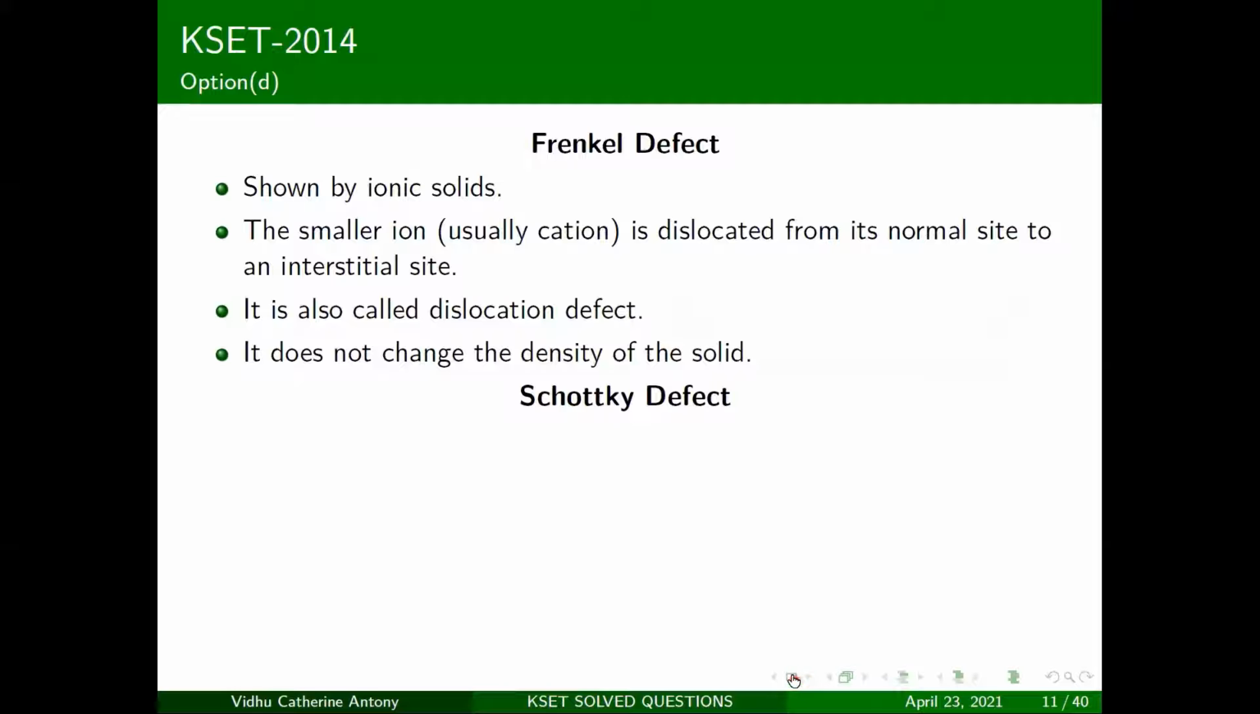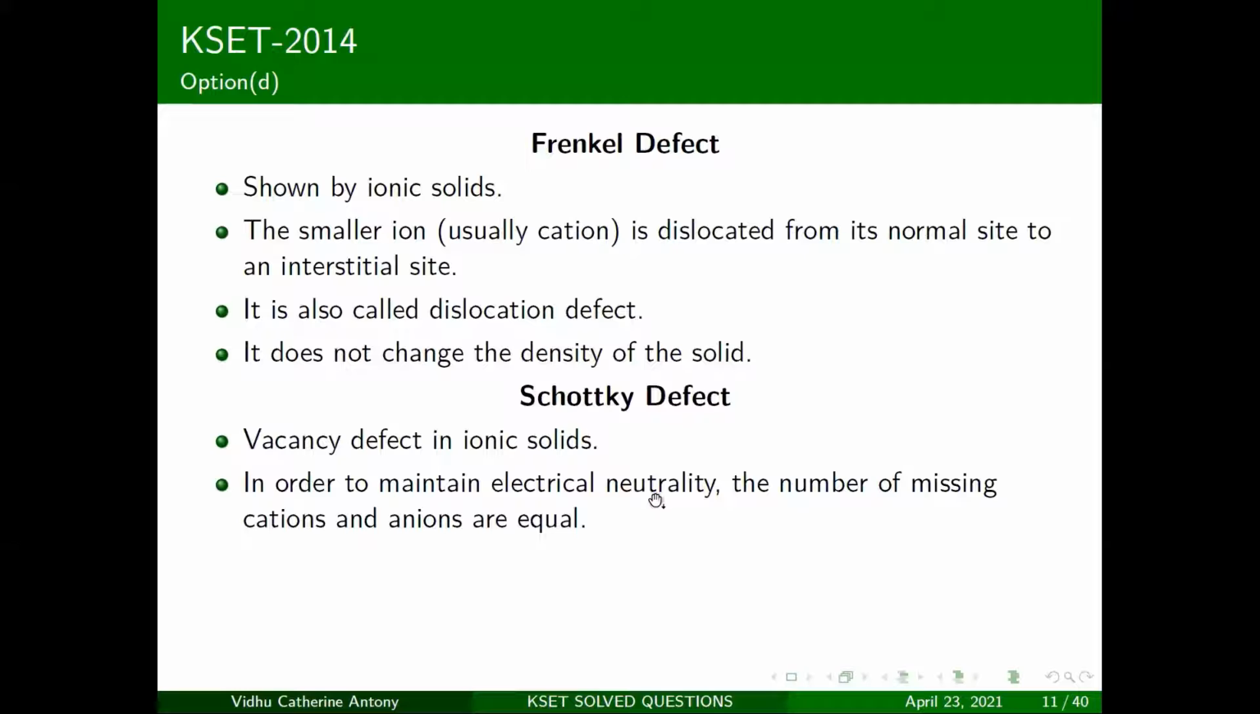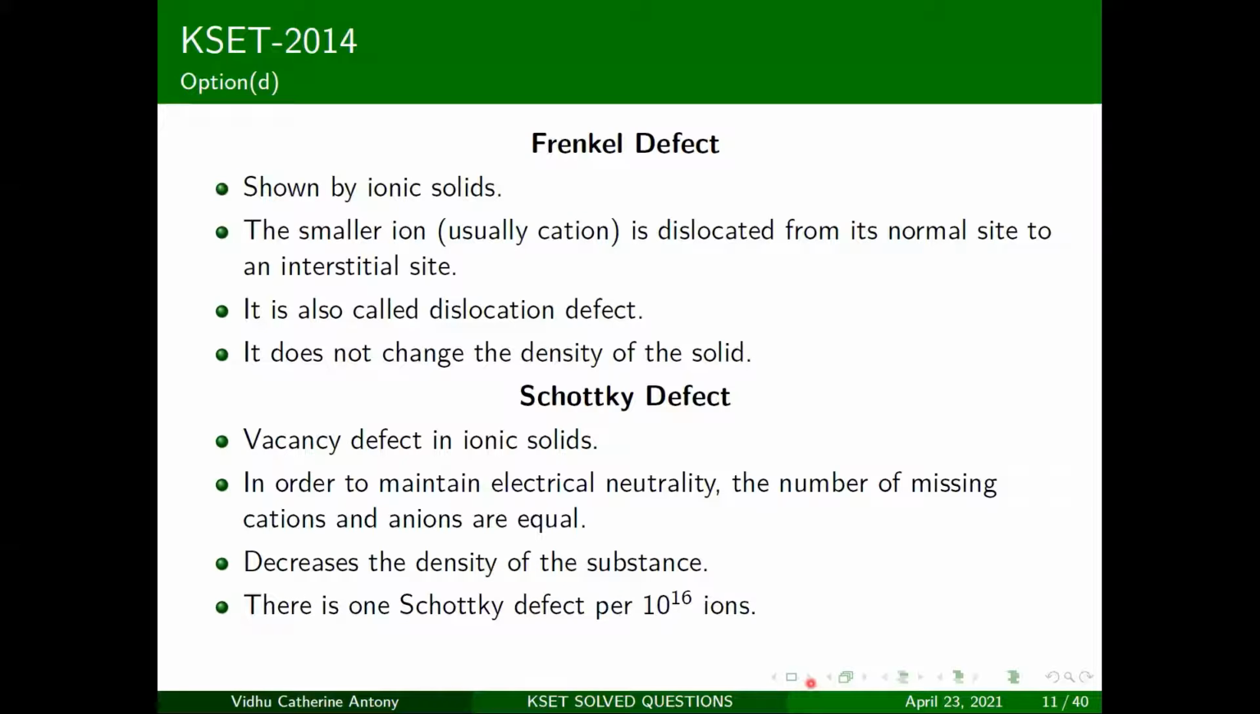In your Schottky defect, you have things that are missing from the solid, so it alters the density of the solid. Here it's basically a vacancy defect in solids. The cations are positively charged, the anions are negatively charged. So in order to maintain electrical neutrality, you pull both of them out from there. This decreases the density of the substance. There's one Schottky defect for about 10 to the power of 16 ions. This basically happens in materials with similar size of cation and anion. I think I messed up a bit in the previous section where I said the cation and anion had to be the same size in Frankel defect, but it's in the case of a Schottky defect.